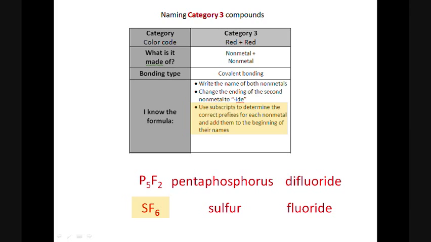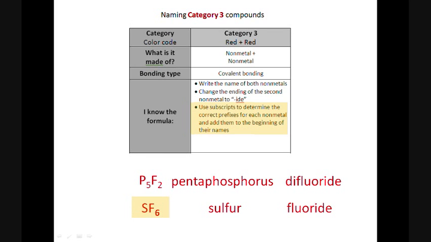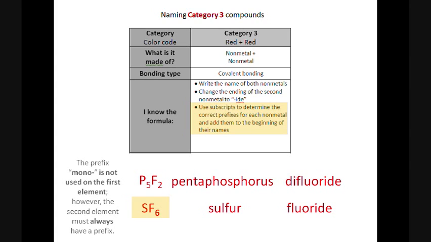S doesn't have a subscript, which means it has an understood 1. There's 1 sulfur atom in this compound. According to our list of prefixes, sulfur should get the prefix mono in front. Except the prefix mono is not used in the first element. The second element always has to have a prefix, even if it's mono. But the first element never uses the prefix mono. So we just leave it off of sulfur.